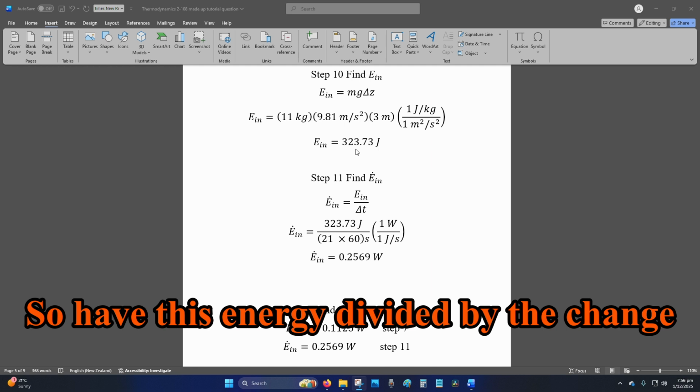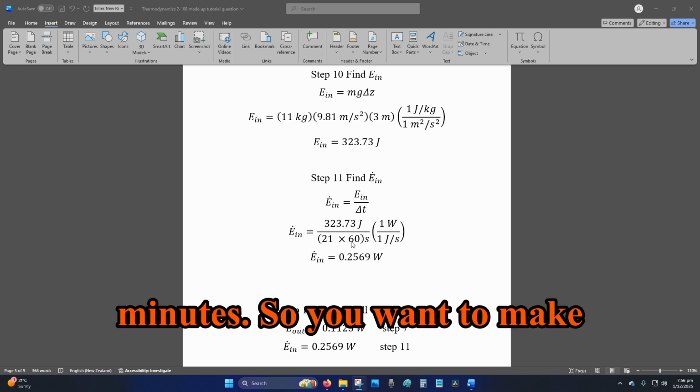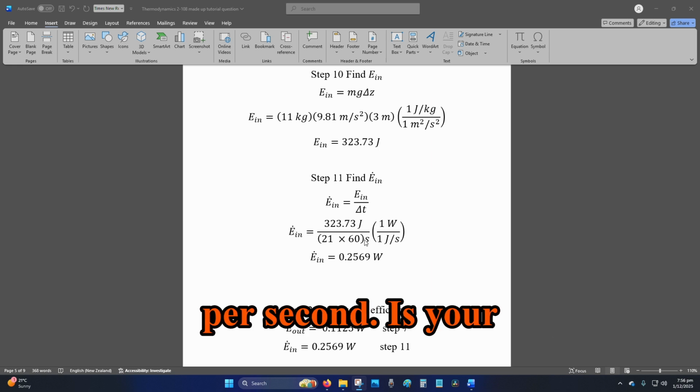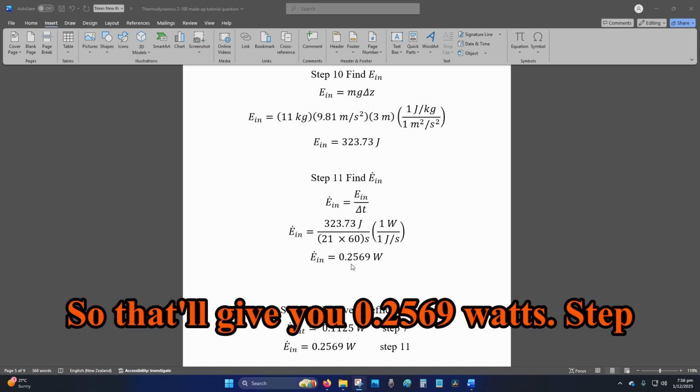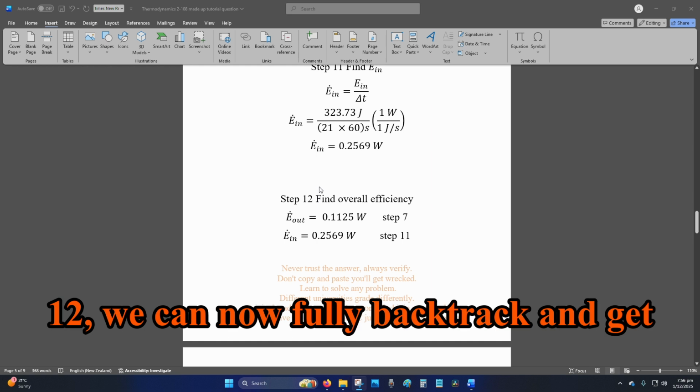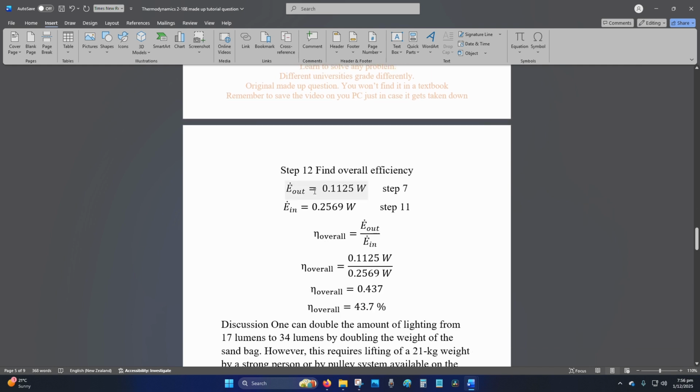Step 11, find the energy flow rate going in. So have this energy divided by the change in time, which is 21 minutes. You want to make sure it's in seconds because joules per second is your energy rate, which is a watt. So that'll give you 0.2569 watts.